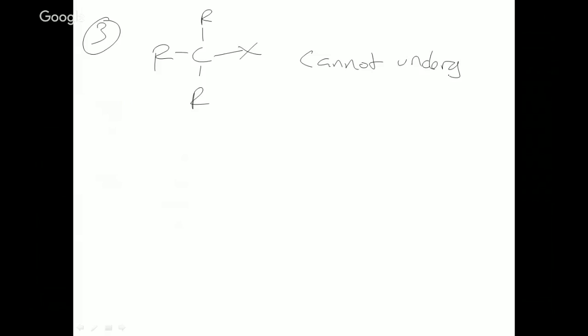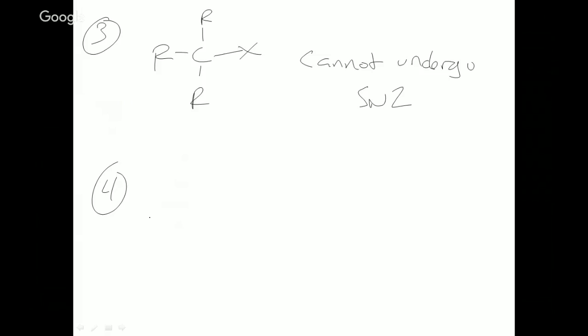Let's give some other rules that are pretty hard and fast. Tertiaries. What do we know about tertiaries? They cannot undergo SN2. Yes, they can still undergo substitution otherwise. What happens if they're mixed with something strong? It's going to be a base and it's going to eliminate. It's too sterically hindered to go SN2.